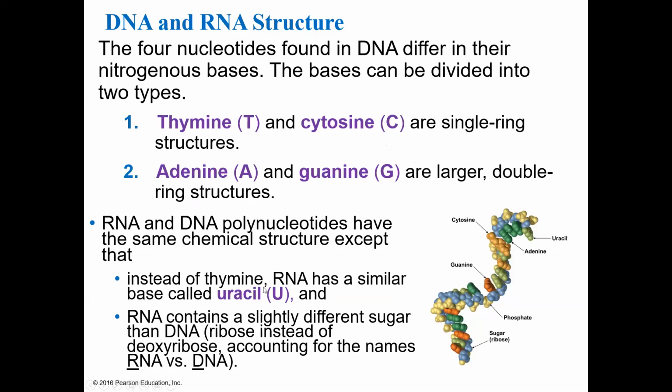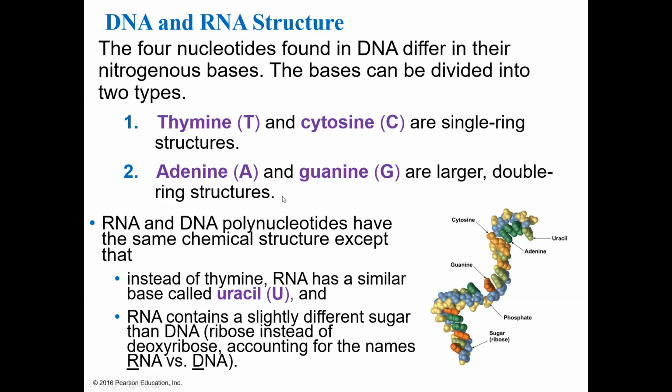So RNA and DNA polynucleotides have the same chemical structure, except that, and this is a tricky one, and I can't stress this enough, you have to know this, and it is just one of those things you have to remember. DNA has thymine, cytosine, adenine, guanine. Right? DNA has all of that. But RNA is a little bit different, okay? RNA doesn't have thymine. It has uracil. So I'm going to say it one more time. RNA does not have thymine, that's T. It has uracil. And that's so important to remember.